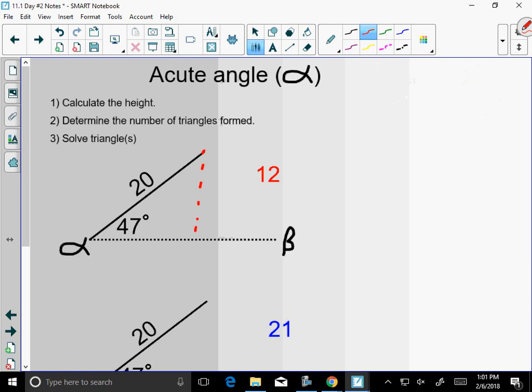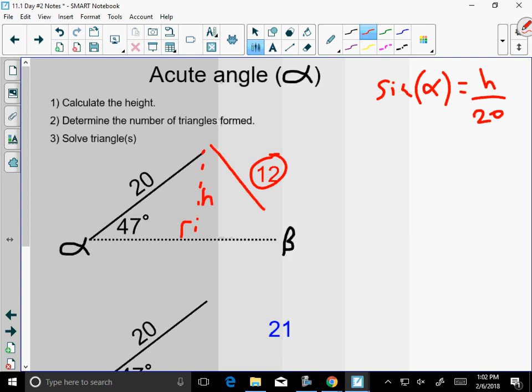If I wanted to find the height here, I could use the sine of alpha is equal to height, which is unknown, divided by 20. Okay, this is not your height. Your height is this. We're considering this length. We're trying to figure out whether or not it's going to form a triangle. So then our height in this case, and in all 3 of these cases, you'll see on this slide, is going to be 20 times the sine of A, and A is 47.